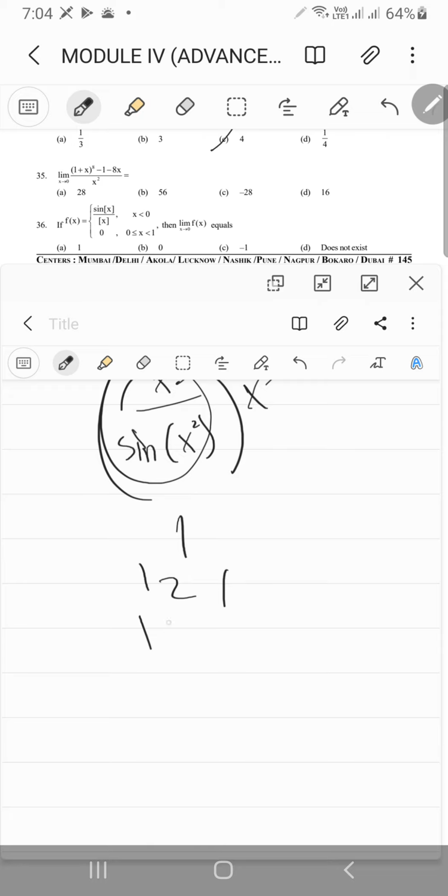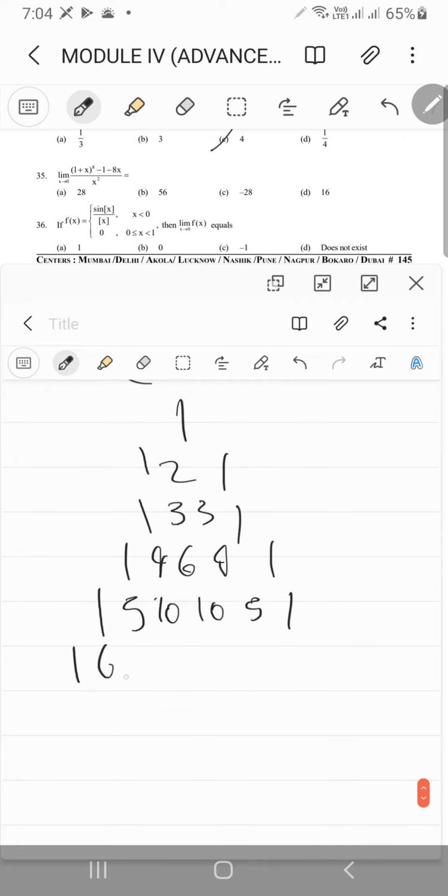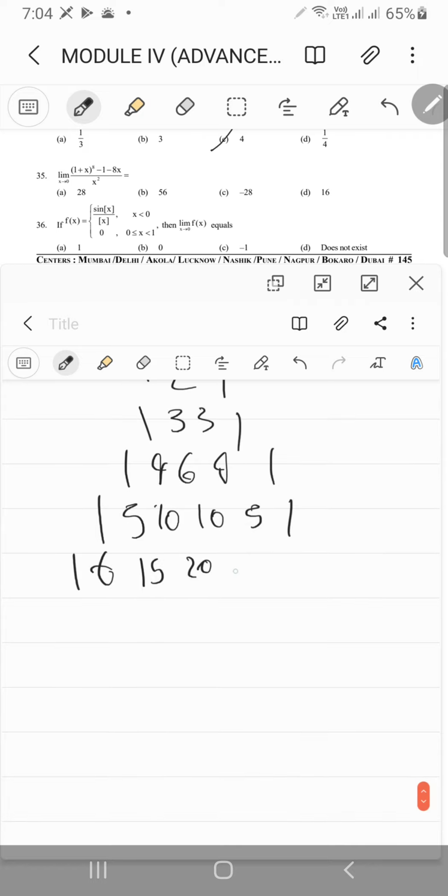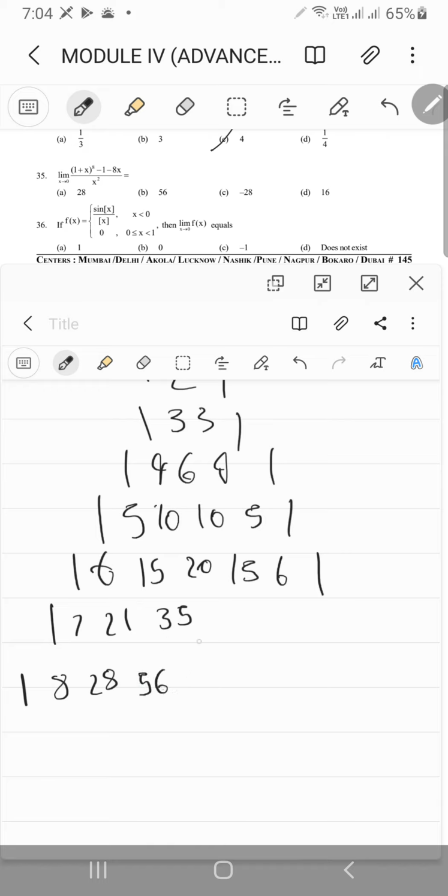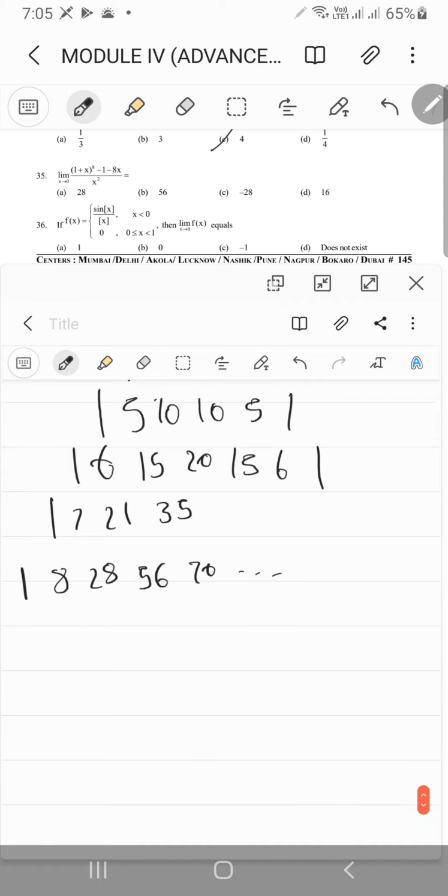Using Pascal's triangle: 1, 1, 2, 1, 1, 3, 3, 1, 1, 4, 6, 4, 1, 1, 5, 10, 10, 5, 1, 1, 6, 15, 20, 15, 6, 1, 1, 7, 21, 35, and then 1, 8, 28, 56. Oh god, this is really bad. 70, something like that. Anyway, we only need till this term.